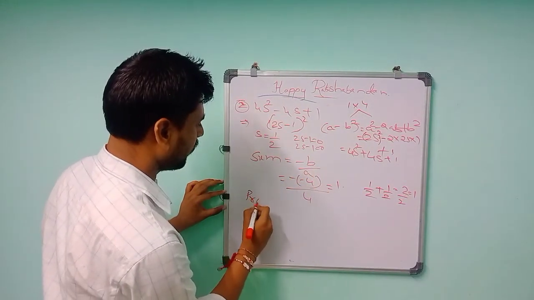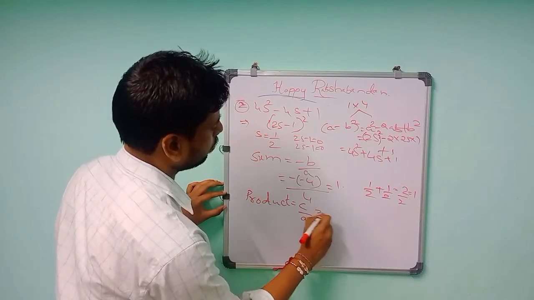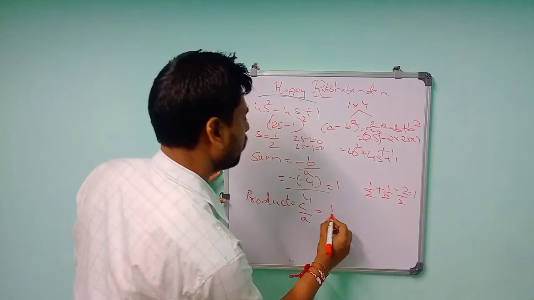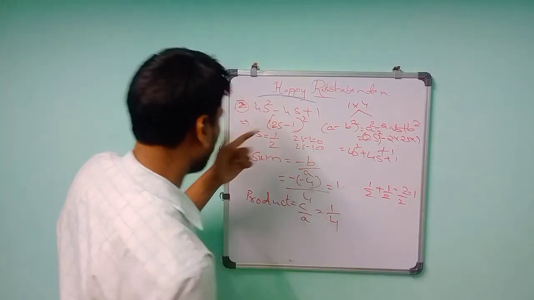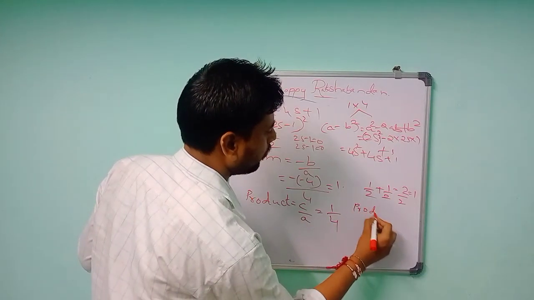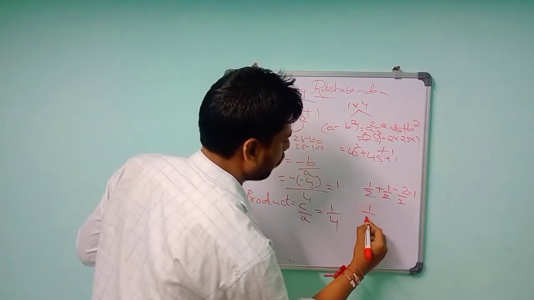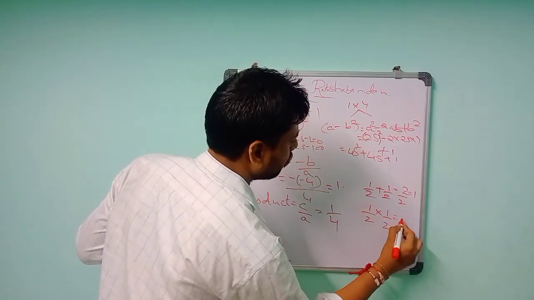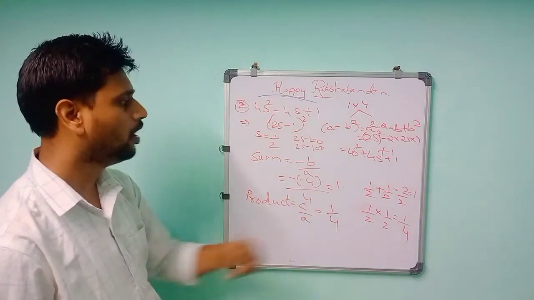For the product, the formula is c by a. Here c means the constant term 1, divided by a which is 4, the coefficient of x square. So 1 by 4. If you multiply 1 by 2 into 1 by 2, the product is 1 by 4. So it satisfies the condition. So the sum will be 1 and the product will be 1 by 4.